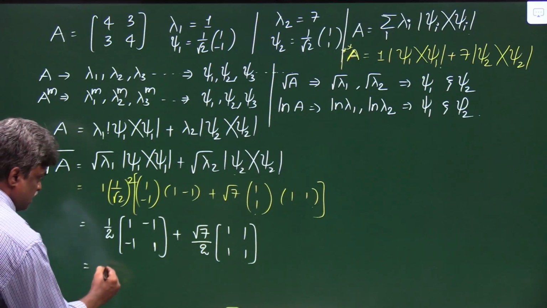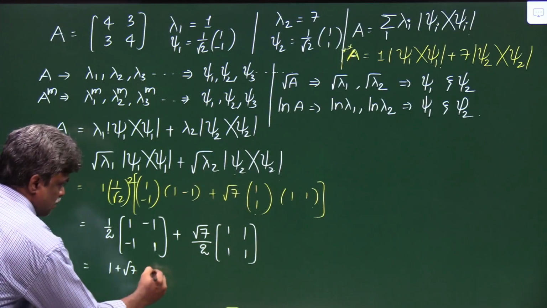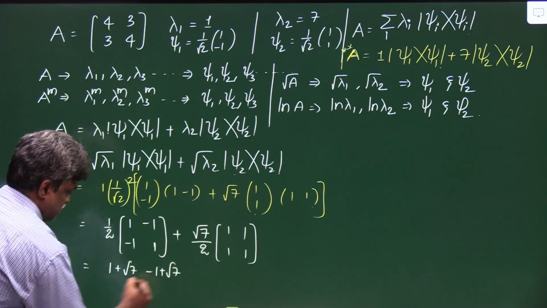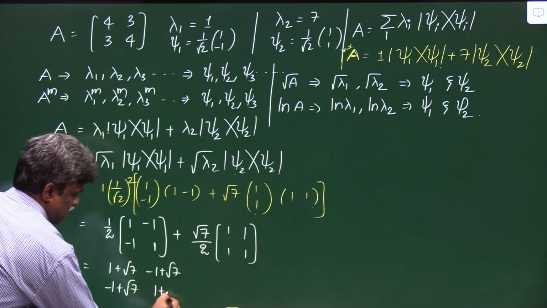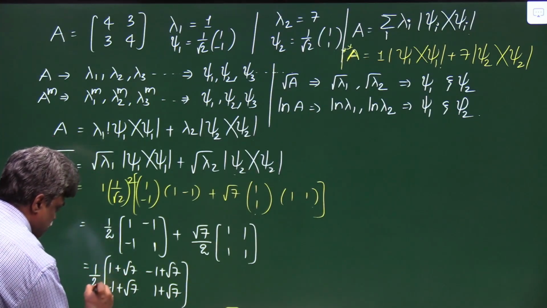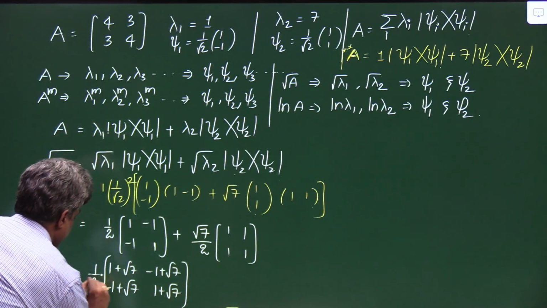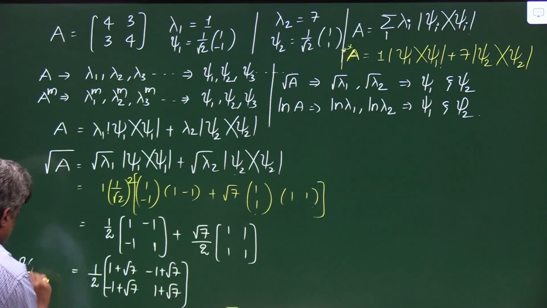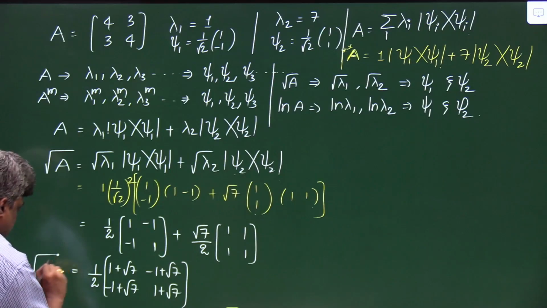So this is nothing but (1 plus root 7), minus (1 plus root 7), and minus (1 plus root 7) and (1 plus root 7), and this whole by 2. So this is our final answer. This is the square root of A, just write like this.